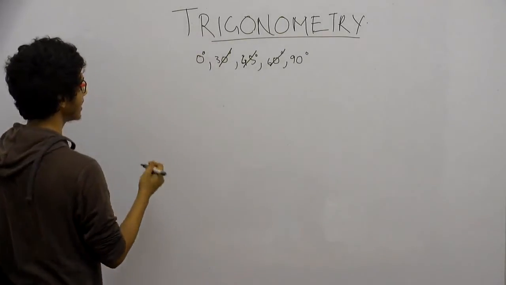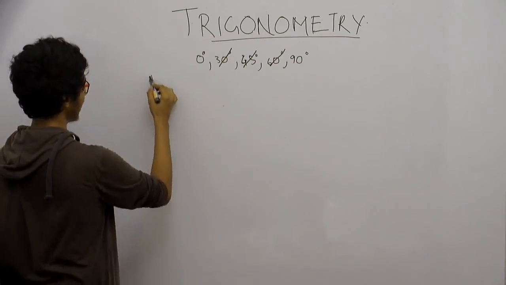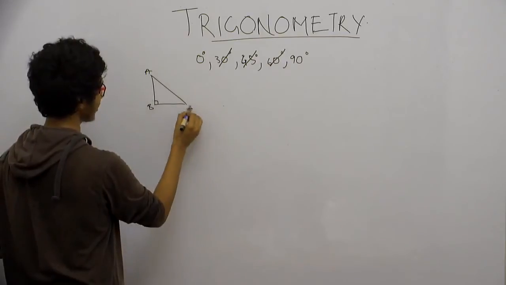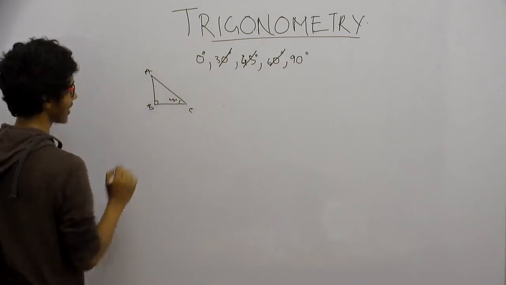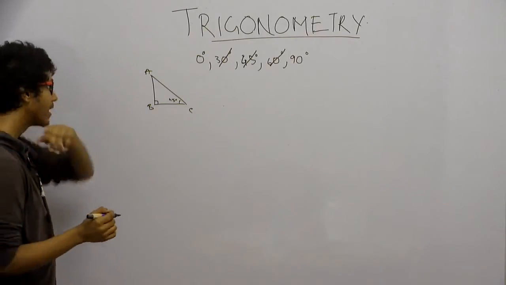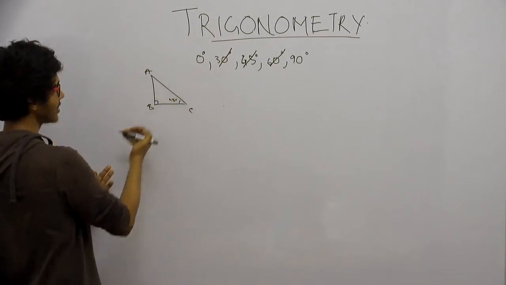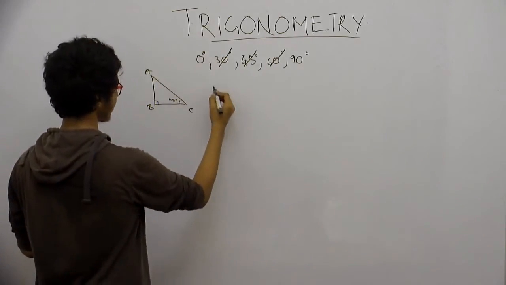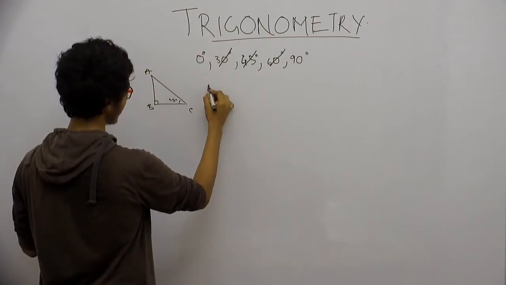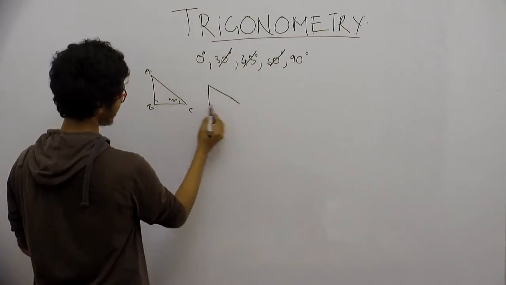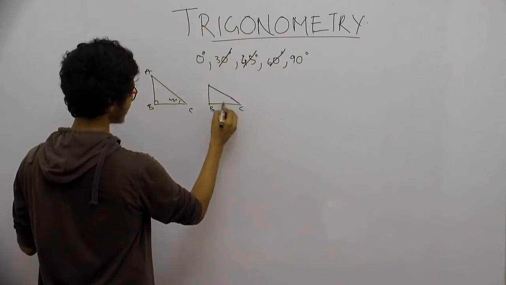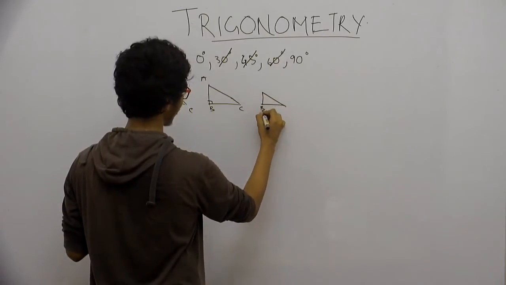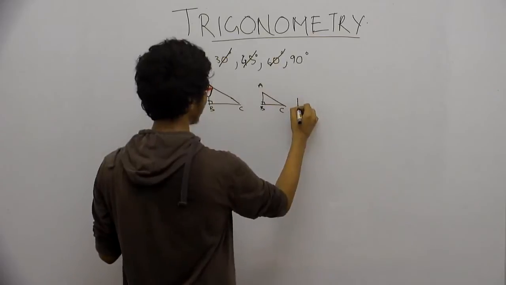For 0 and 90, let's start with a normal right angle triangle, say 45 degree. This is A, B, C. Suppose we are looking at angle C. This is 45 degree. Now let's keep on reducing the angle and see what happens. When we keep reducing the angle, but keeping the length of the base BC the same, this is less than 45 degree. This will be even less than 45 degree. Even less.